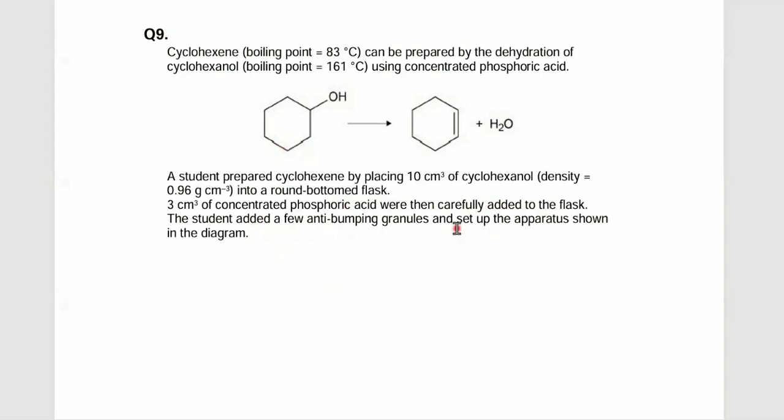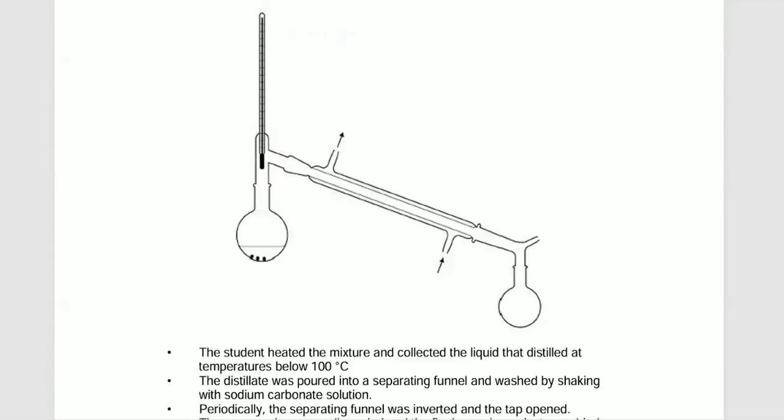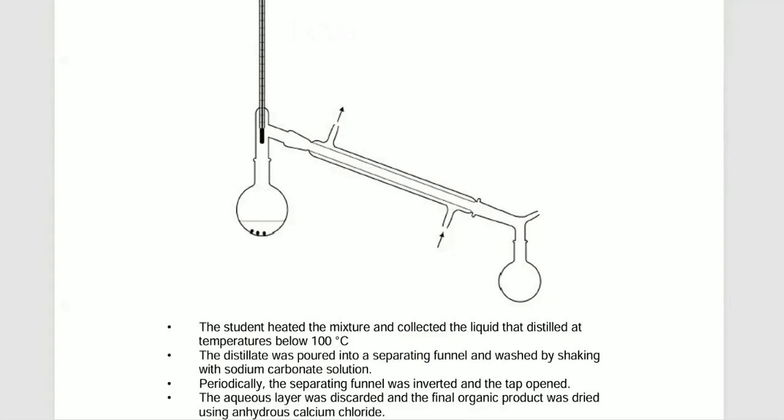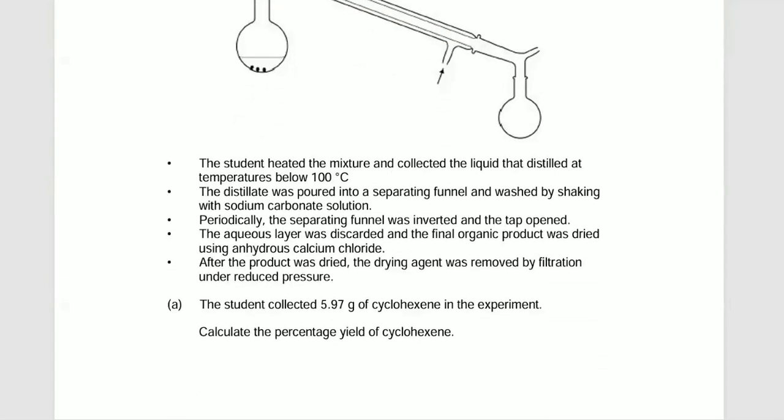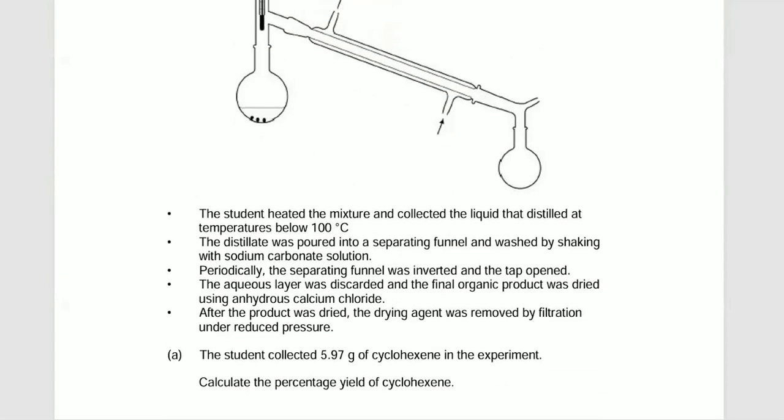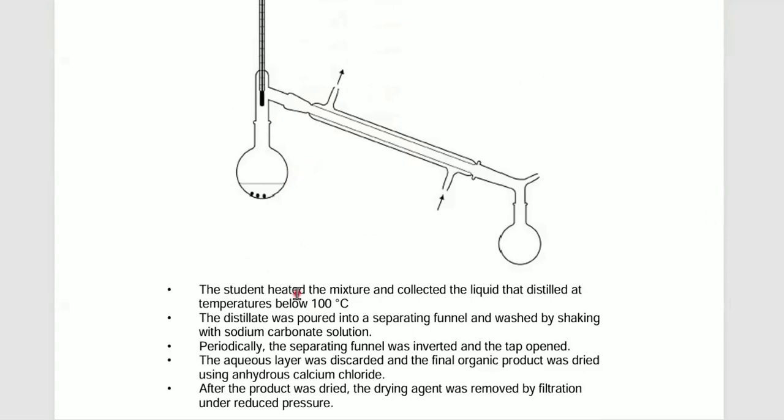The student added a few anti-bumping granules and set up the experiment as shown here. So you can see we've got the flask, the Liebig condenser, all shown there. Let's go through the method.